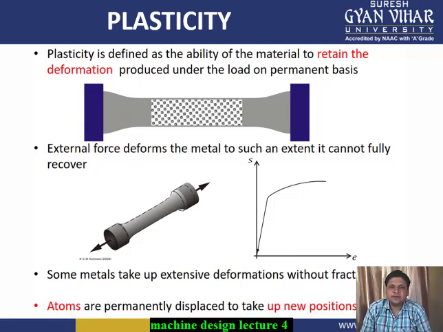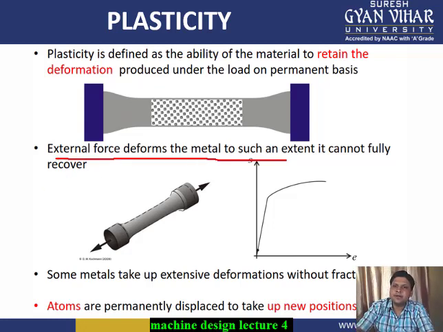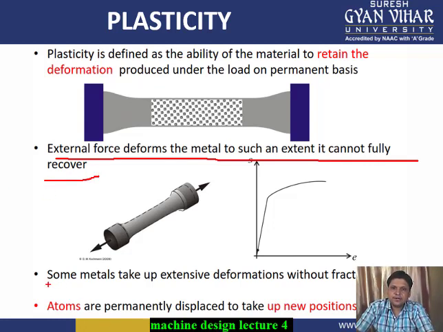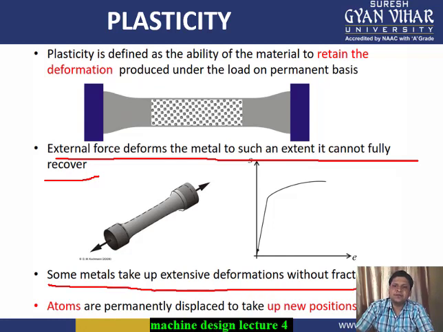All right, external forces deform the metal to such an extent that it cannot fully recover. Some metals take up extensive deformation without fracture. Atoms are permanently displaced to take new positions. Atoms are permanently displaced to take the new position in case of plasticity.